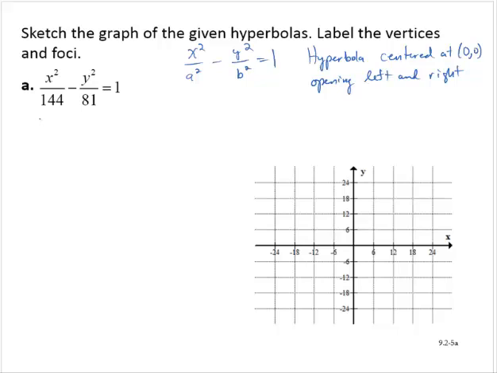Alright, so in this case the a is 12 and the b is 9. We have the center at the origin. Since it's opening left and right, roughly we're going to get something that looks sort of like that. And the vertices are those 2 points. Since a is 12, we go 12 units left of the origin and 12 units right of the origin. So the vertices are at negative 12, 0 and 12, 0.